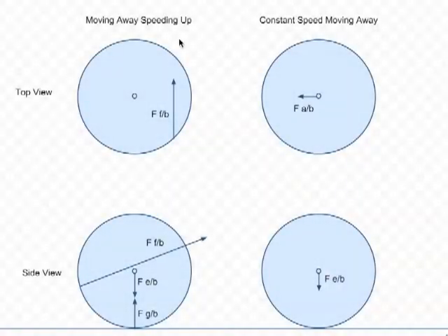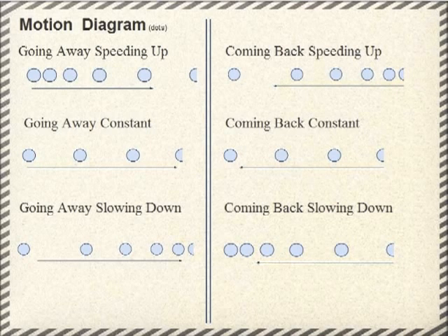Here we have the force diagrams for the ball in the two phases we've been looking at. The first phase, where it's moving away, speeding up, we have the top view, and the side view with the accompanying forces. The second phase is the constant speed, moving away. Once again, we have the top view and the side view. Seeing how some might view these diagrams as somewhat boring, we'll go ahead and throw in the motion diagram as well. Enjoy.